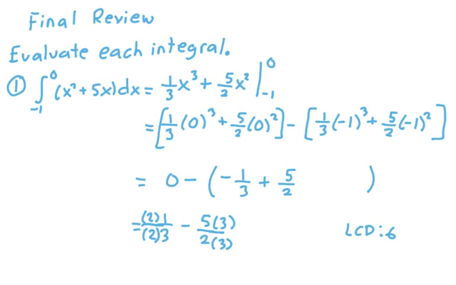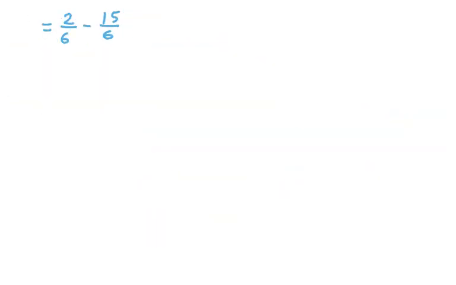And so this is 2/6 minus 15/6, right? 5 times 3 is 15. And so the correct answer here is -13/6. That's how we do problem 1.